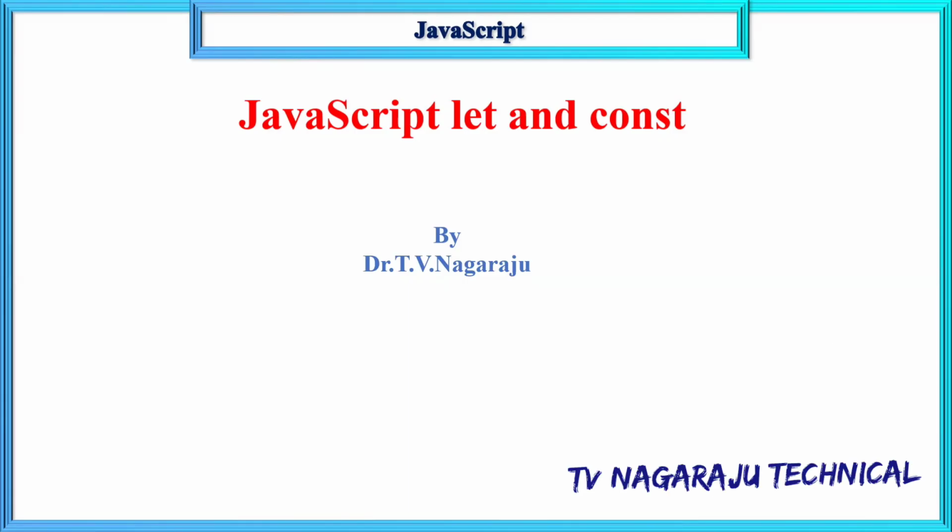Welcome to our channel. In this session, we will discuss two keywords, let and const. Remember, before let and const, that means before version ES6, we had one keyword, var, available for defining a variable. var was the only keyword for defining variables, but from version ES6, two more keywords were added. One is let, another one is const.